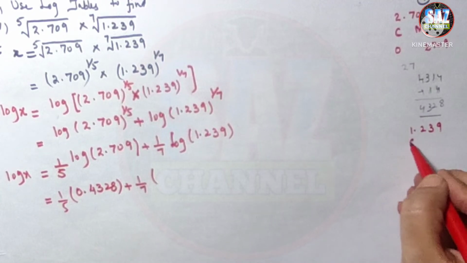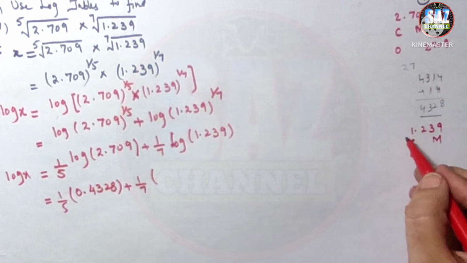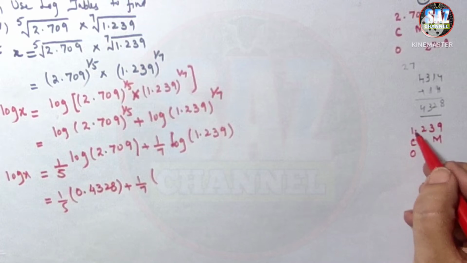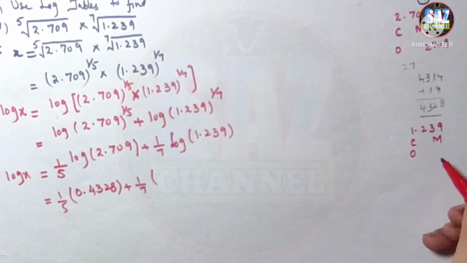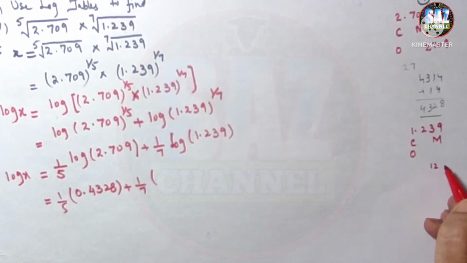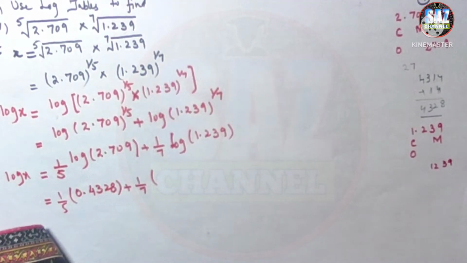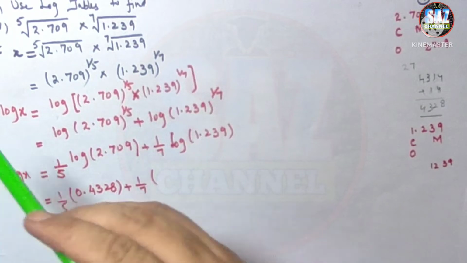Again the characteristic will be 0, and what is the reason? Here we have one digit in the integral part, we have to take away 1 from that, and the answer comes 0, that will be the characteristic. And for the mantissa, I have to make it 4 significant numbers, and 12 will be located in the column of 3. 12 in the column of 3 is 0899.